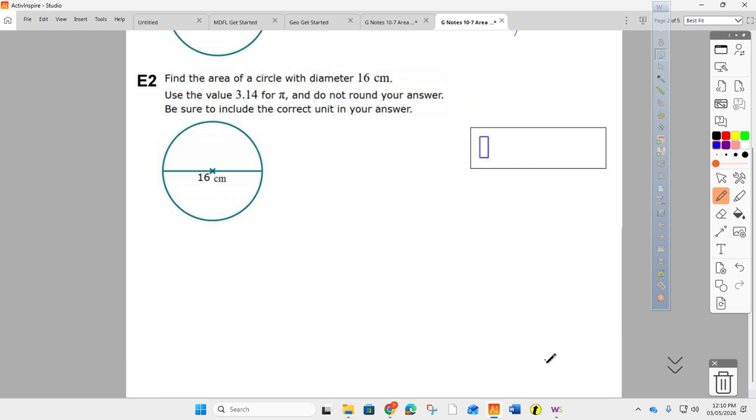Example 2, find the area of a circle with a diameter of 16 centimeters. So we've got a circle, but they don't give us the radius. Remember, we need the radius. What is the radius of this circle if the diameter is 16? Anybody? 8. How'd you get that? Very good. So the radius is equal to the diameter divided by 2, and in this case, that's 16 divided by 2. So now we know that this radius is 8. From here to here is 8. From here to here is 8.